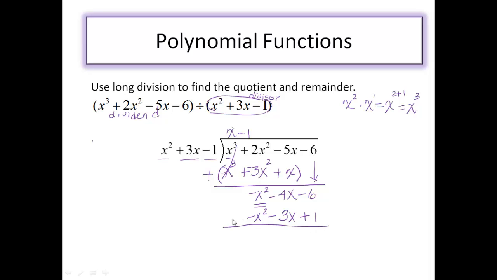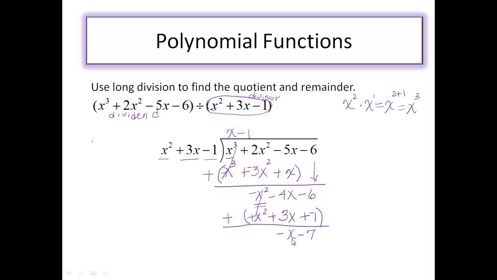The next step, remember, is to subtract. Put these in parentheses. And remember that this minus sign changes all the signs inside. So it's equivalent to saying plus the opposite of this one, the opposite of that one, and the opposite of that one. So I have -x squared plus x squared. That cancels out. -4x plus 3x minus x, and minus 6 plus -1 is -7.